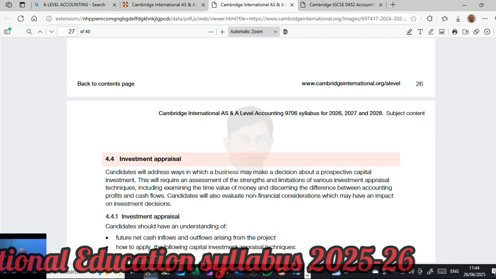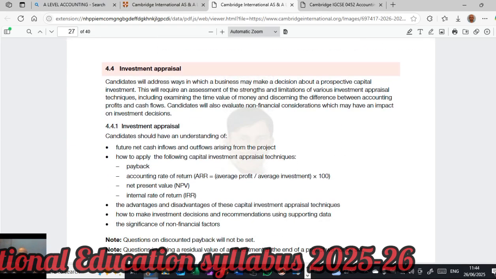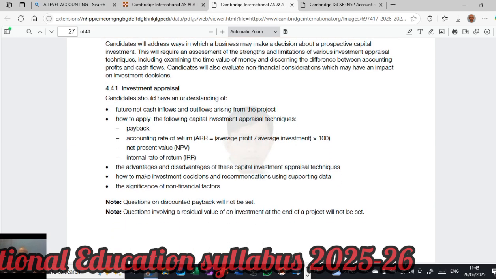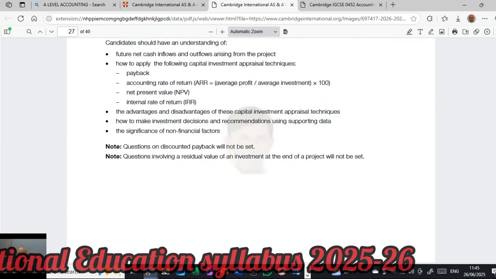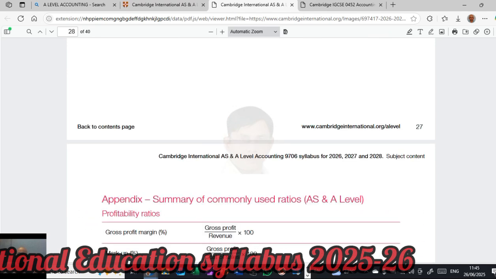Candidates will address the various investment appraisal techniques like payback period, accounting rate of return, net present value, and internal rate of return, and how to calculate them. Questions on discounted payback will not be set. Questions involving residual value of investment will not be set. Remember, this is a very important note. All this you have in management accounting.